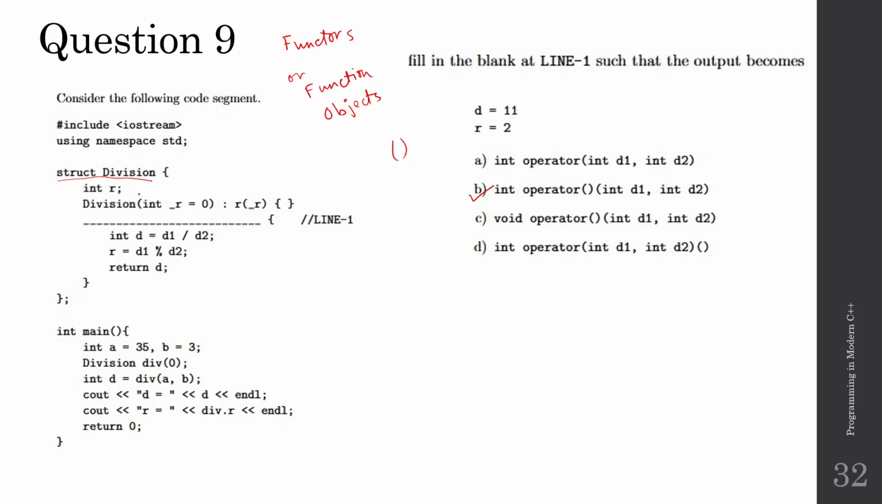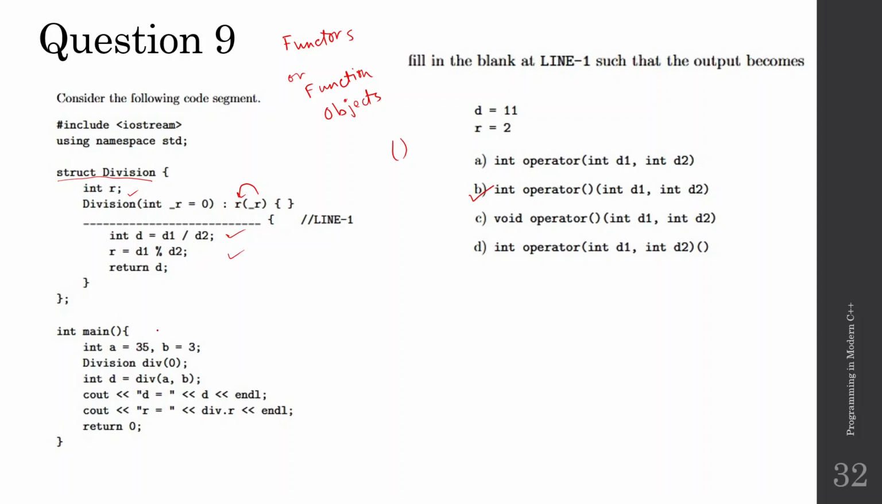So here we have a struct which has a data member R, and then we are defining a constructor that copies _R to R, and then here we have to define a function. What this function does is that it performs division and it stores the remainder in R.